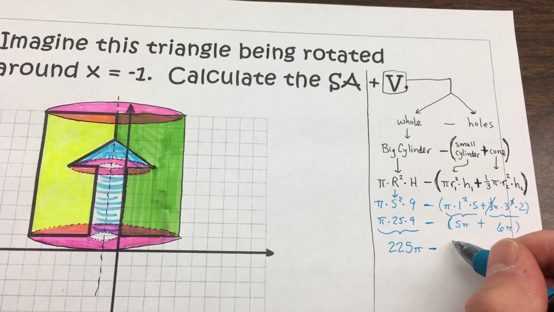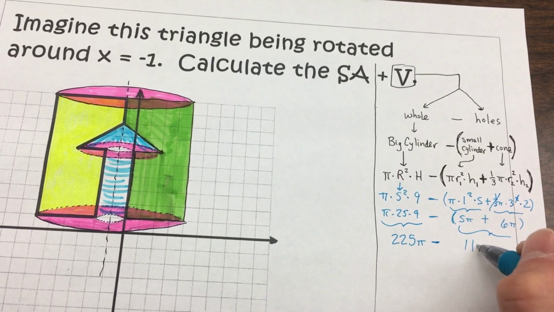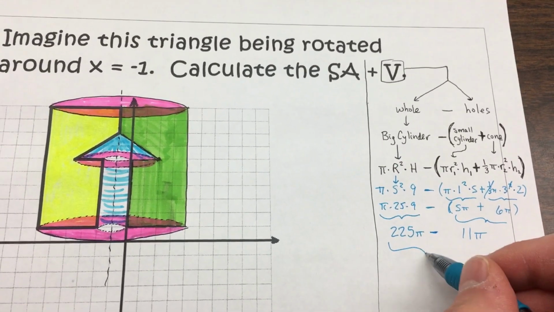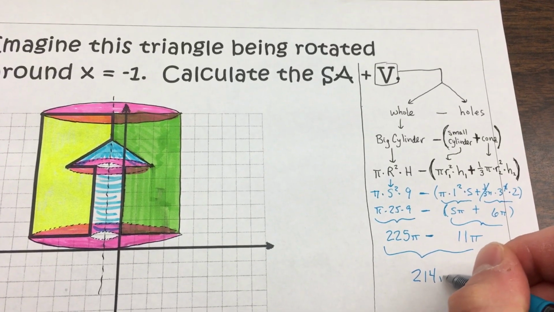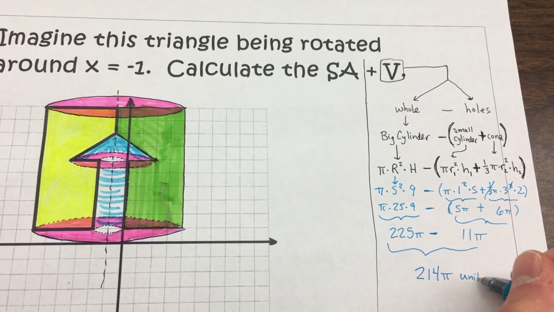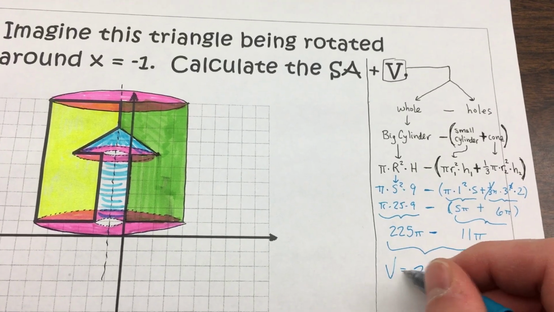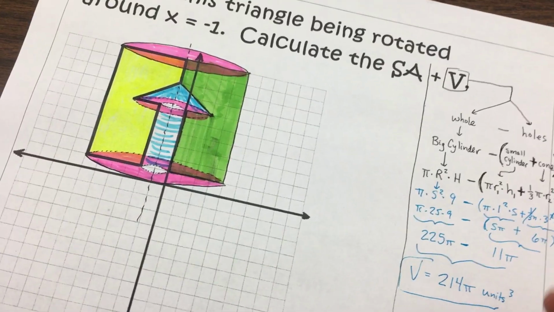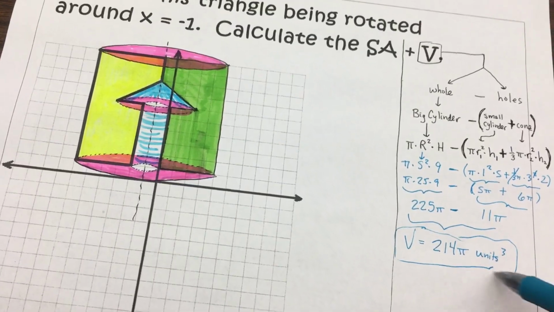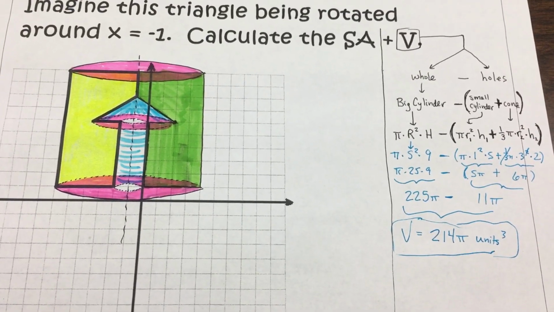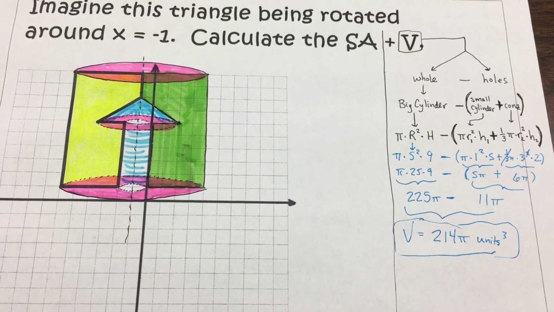So altogether, I'm subtracting away 11 pi of volume. So 225 minus 11 pi is 214 pi units cubed. And I would just leave it at that. If you really want to convert that to some sort of decimal number, knock yourself out. There's the volume. Next, I'll do surface area.